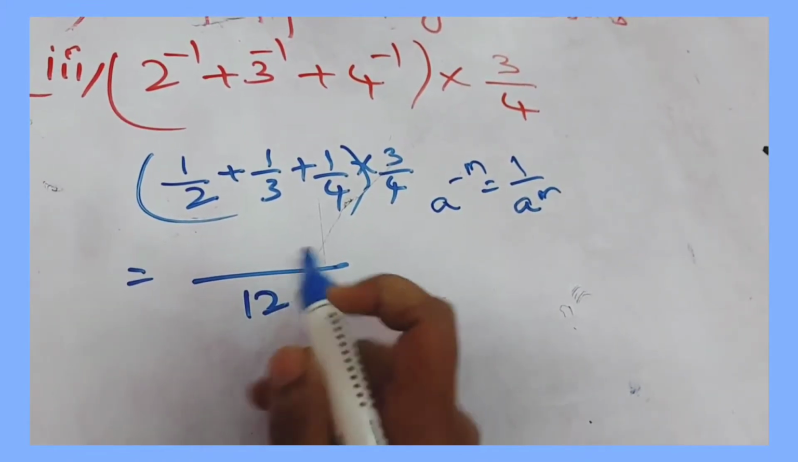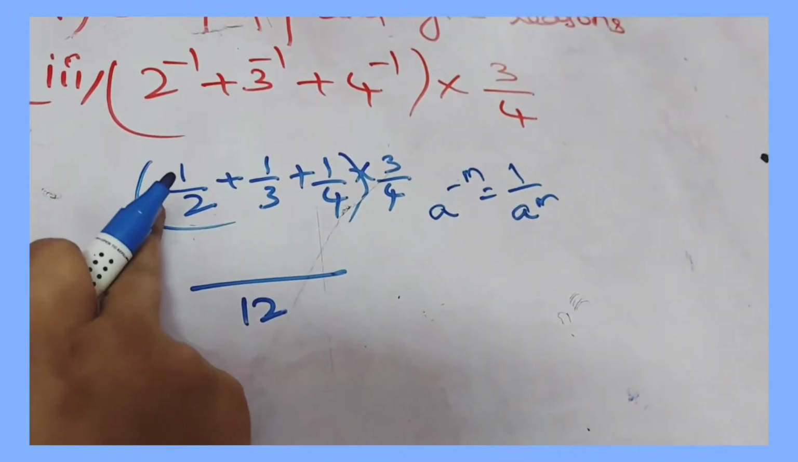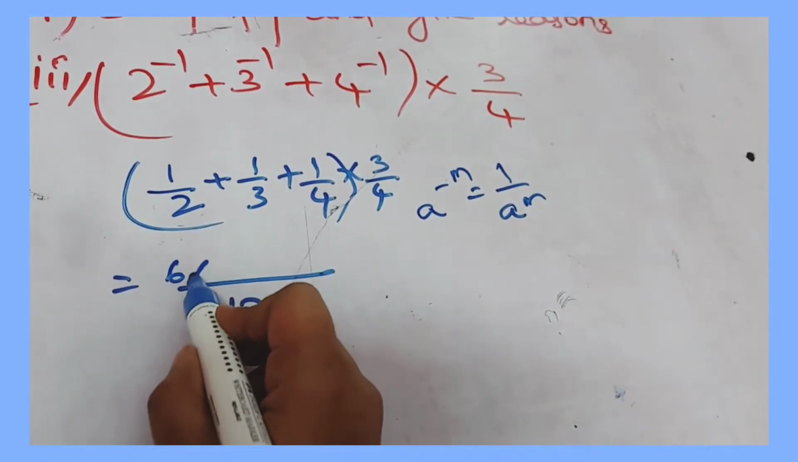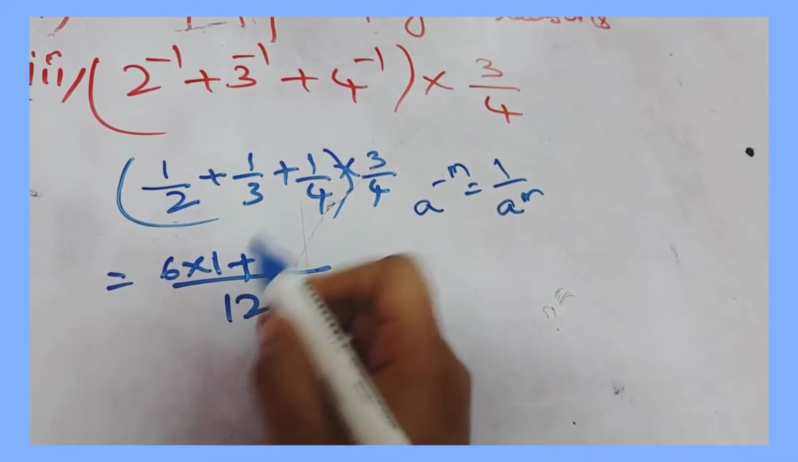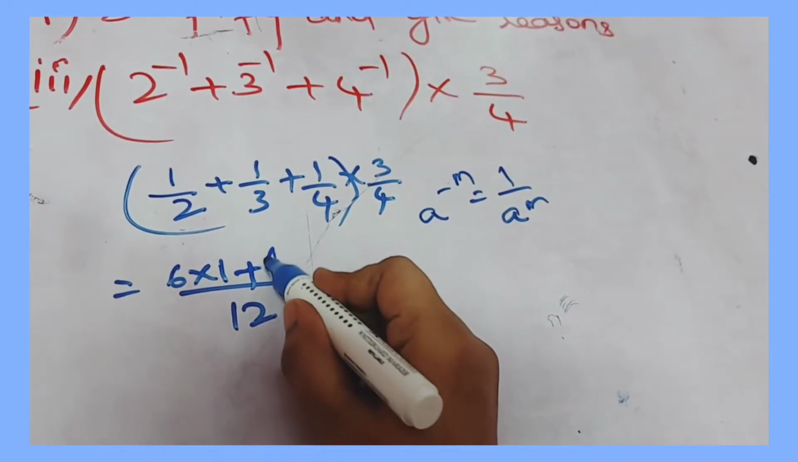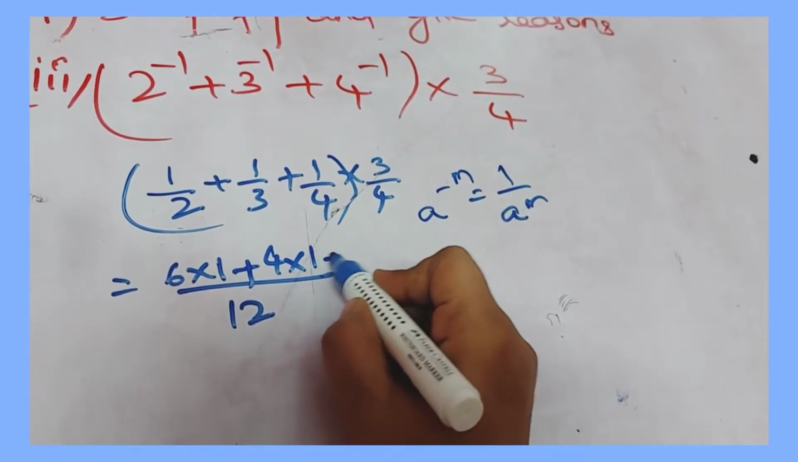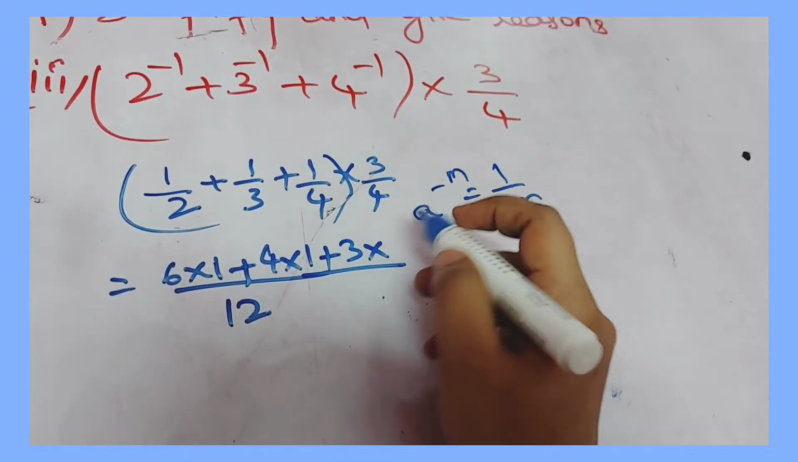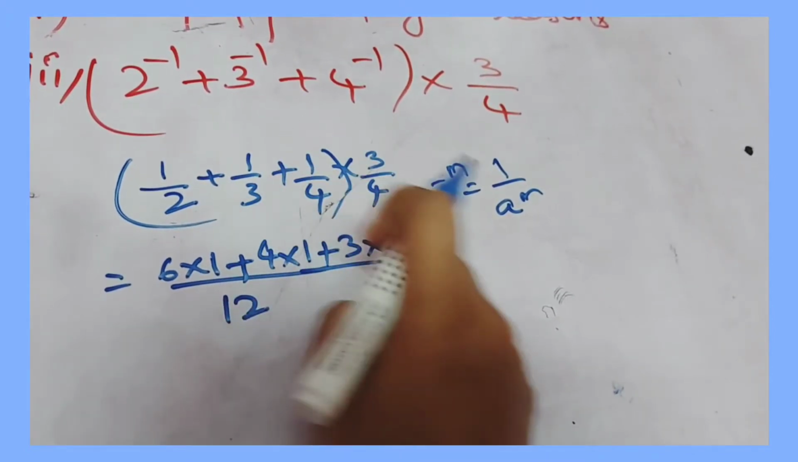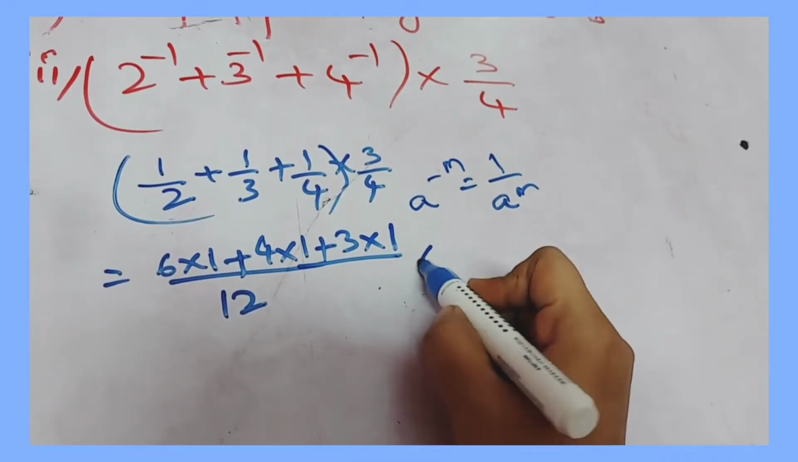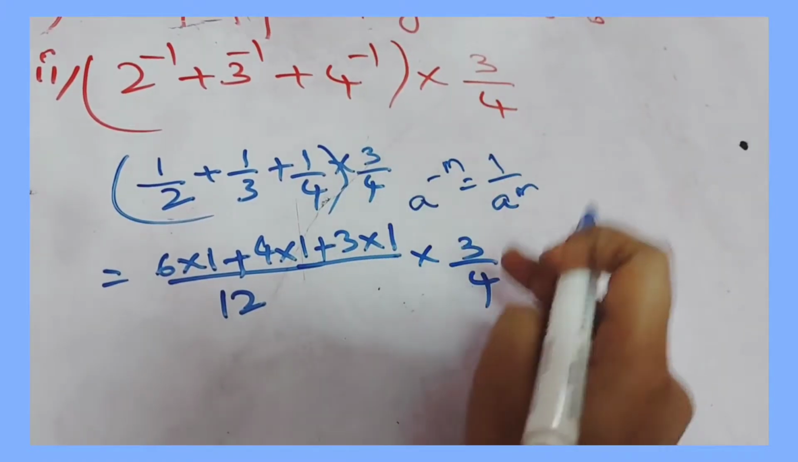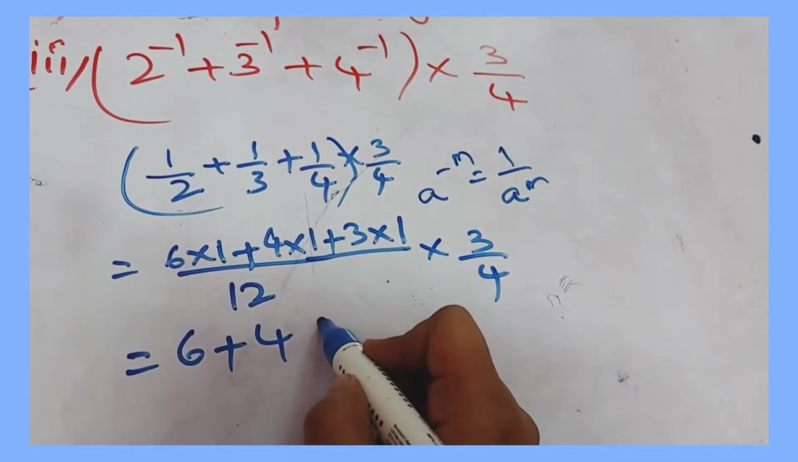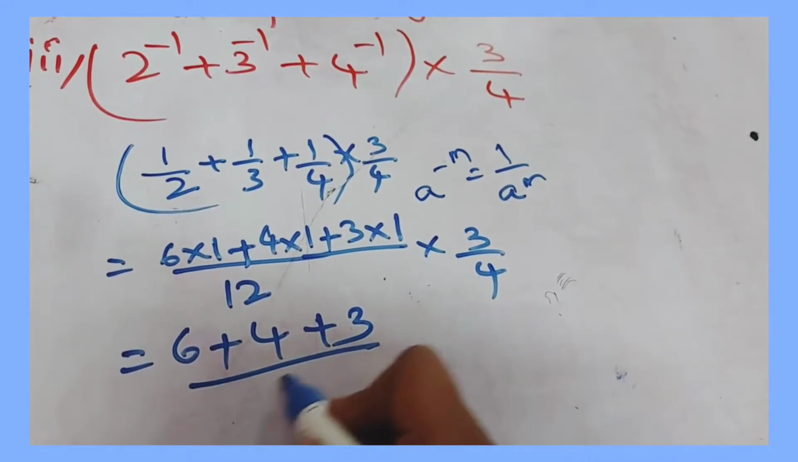So now 12 is the LCM. So how many times does 12 go in 2 table? Only you have to see the denominators. Okay. 2 6s are 12, 6 into 1, plus 3 4s are 12, 4 into, then numerator you have to take this. Then 4 3s are 12, 3 into this numerator you have to take here. So we are taking here numerators. Okay. Into 3 by 4. This 3 by 4 I am taking here. So 6 1s are 6 plus 4 1s are 4 plus 3 1s are 3, by 12.